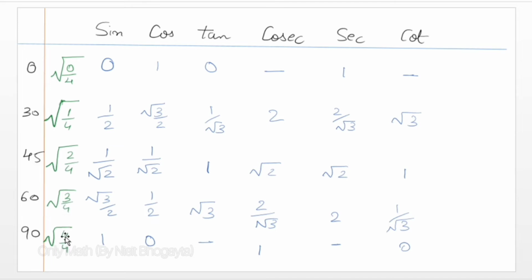And again here 4 over 4 is 1 and root of 1 is 1. That's how you get all the values of sine function for 0 degrees, 30 degrees, 45 degrees, 60 degrees and 90 degrees. Now if you want to find values of cos, you can just write these things upside down. Like this one will go here, root 3 over 2 will go here, 1 over root 2 will be here, 1 over 2 will be here and 0 will be here.